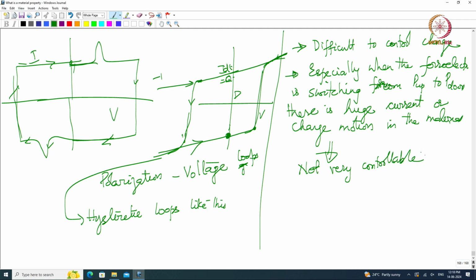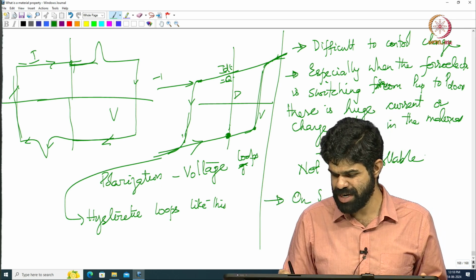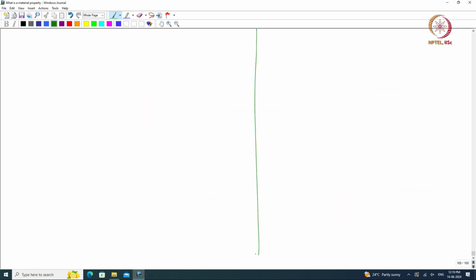So, doing a charge controlled measurement on ferroelectric materials is hard, but what is easy is I can do voltage control measurements or field control measurements. Just by applying a battery I can apply an electric field of my volition. Control measurements are easier to do.